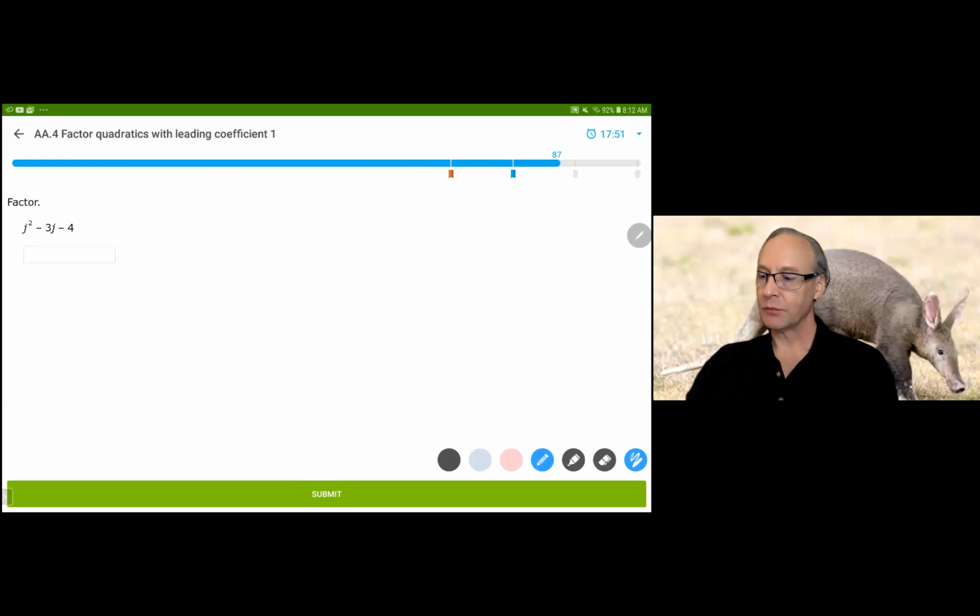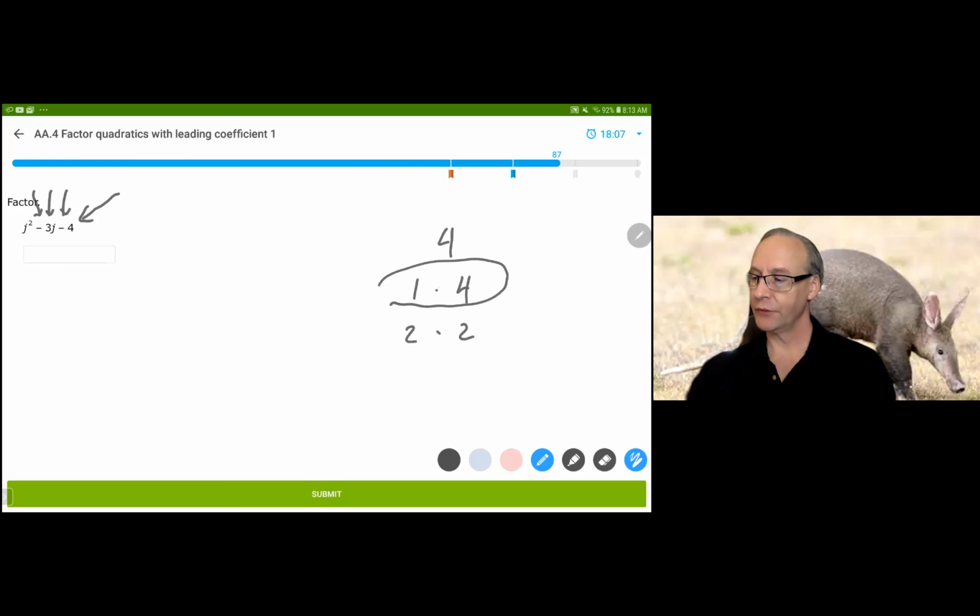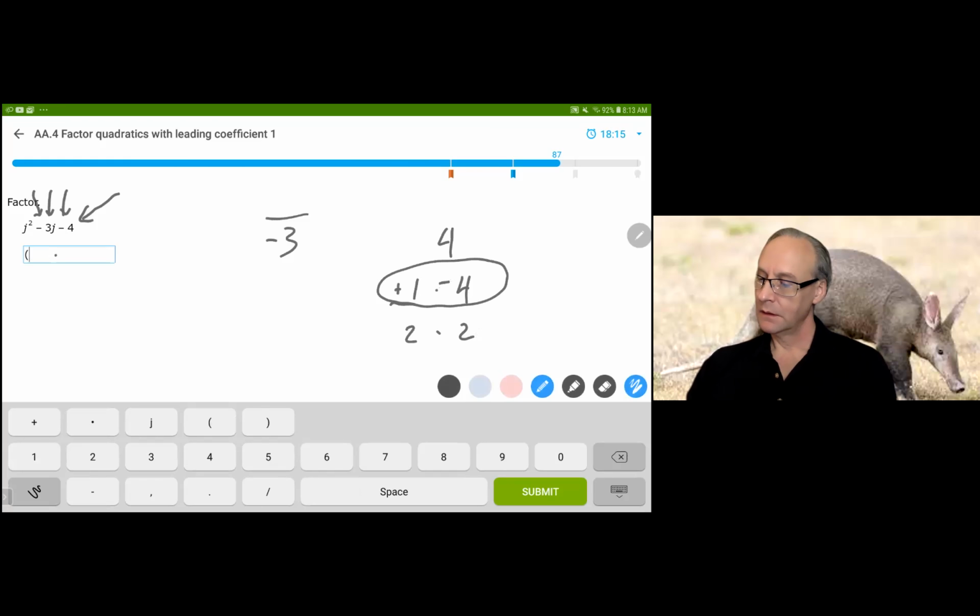Okay, we have a product of 4 and a difference of 3, and the sign of the larger is negative. A product of 4: 1 times 4, or 2 times 2. A difference of 3, and the sign of the larger is negative. That gives me my negative 3 sum. J minus 4. Notice the order doesn't matter, j plus 1. It doesn't matter if you write it either way. It doesn't make any difference. Just make sure that you have the negative with the correct one.